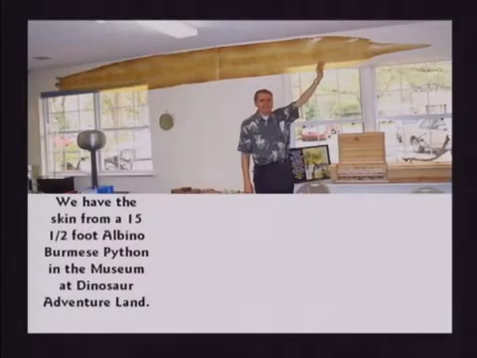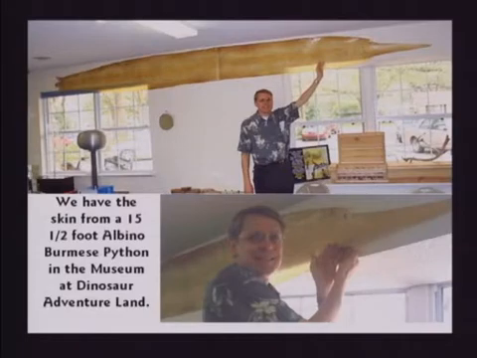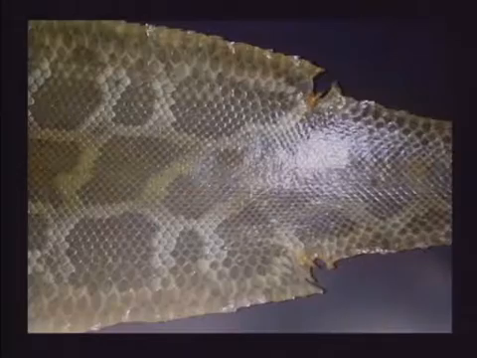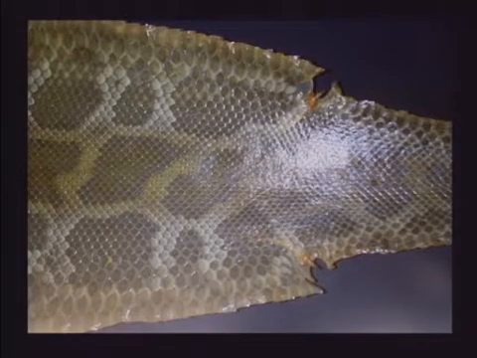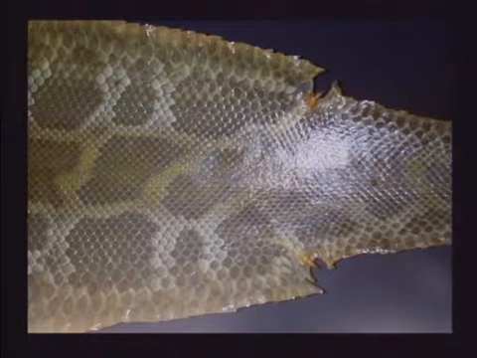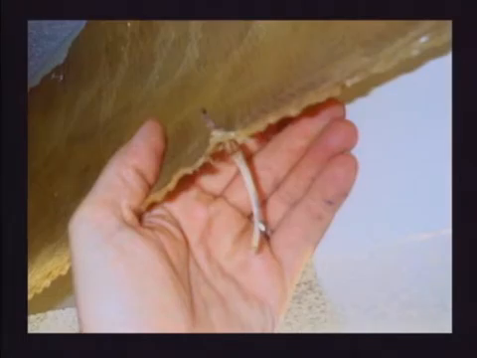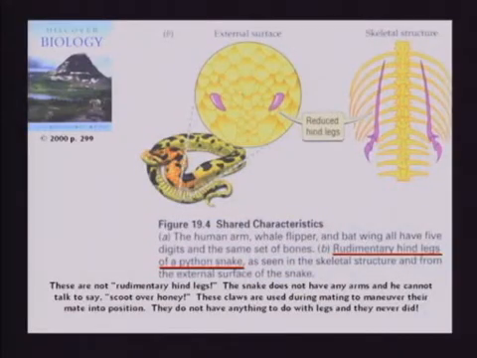We have in our museum a 15.5-foot python snake skin. Way down near the south end of that snake, you'll see little tiny claws. There they are, right there, little bitty claws with a little bone inside. Now look what this textbook says. Snakes have rudimentary hind legs.